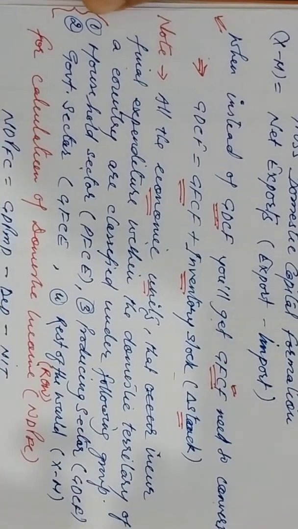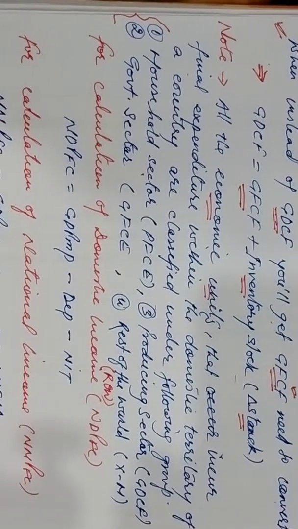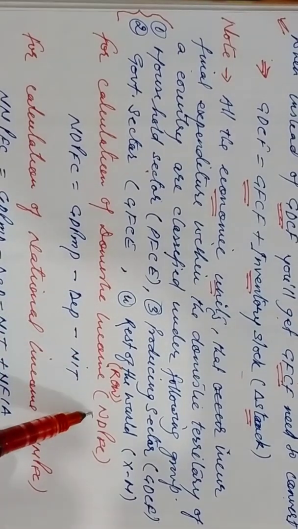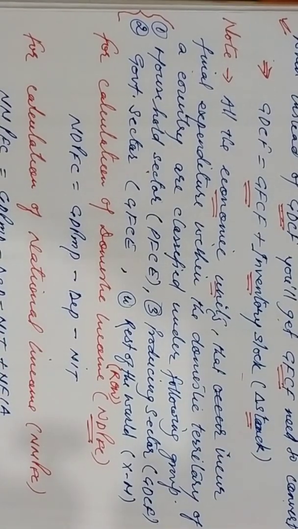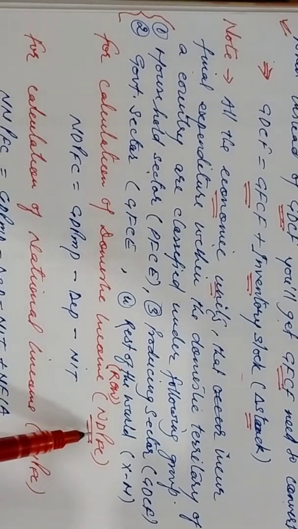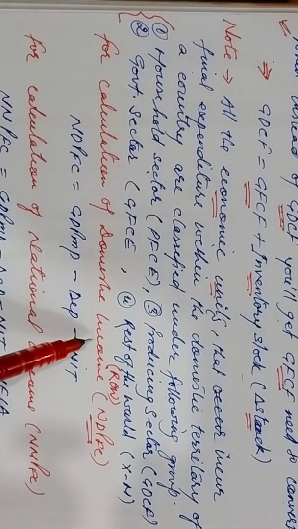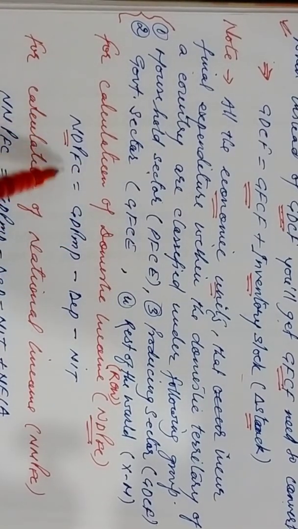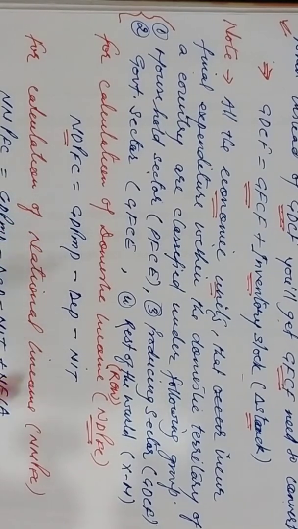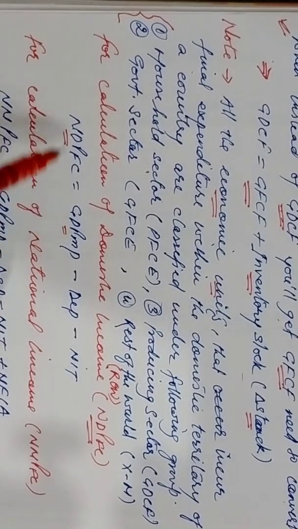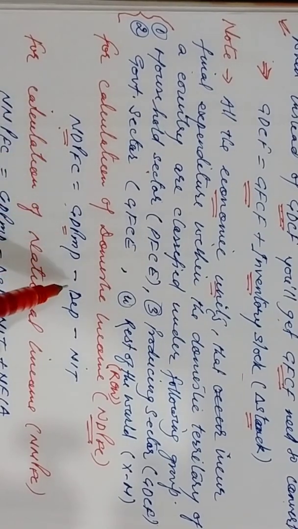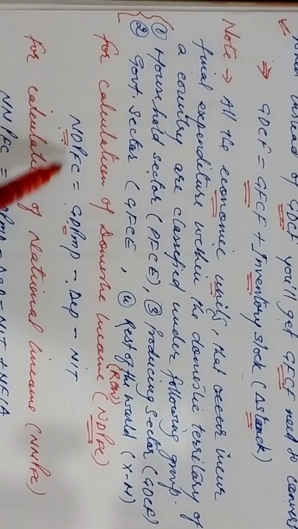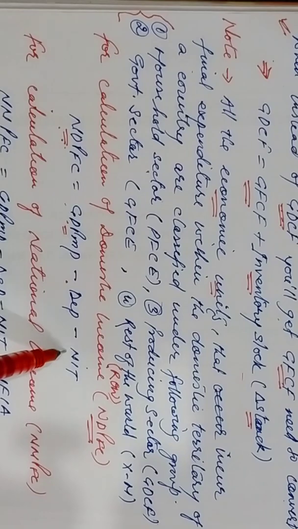Now the last thing is the calculation of domestic income, which is denoted as NDPFC. When we need to calculate NDPFC, domestic income from the expenditure method, we write NDPFC on the left side and GDPMP on the right side. Again we need the same balancing. When we go from gross to net, we subtract depreciation, DP. When we convert market price into factor cost, we subtract net indirect taxes.